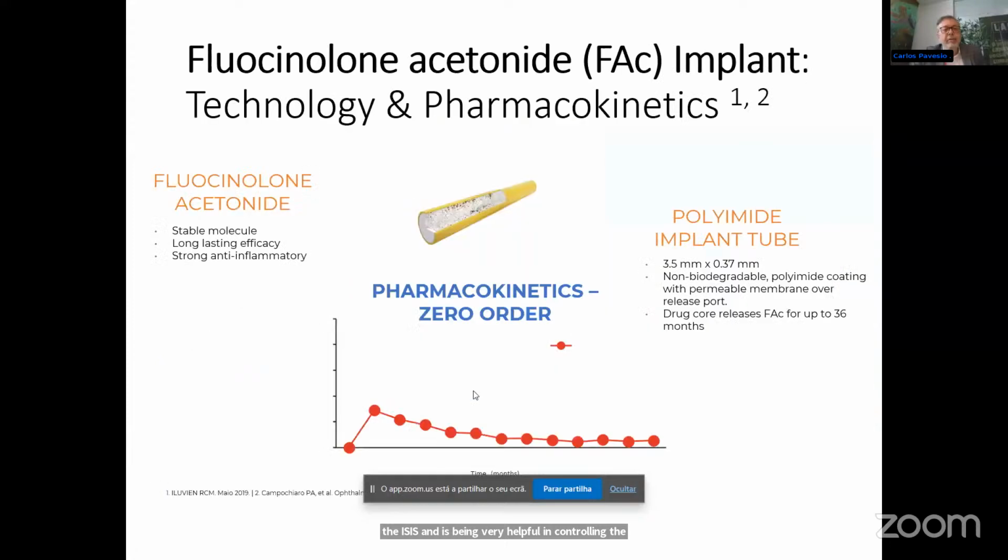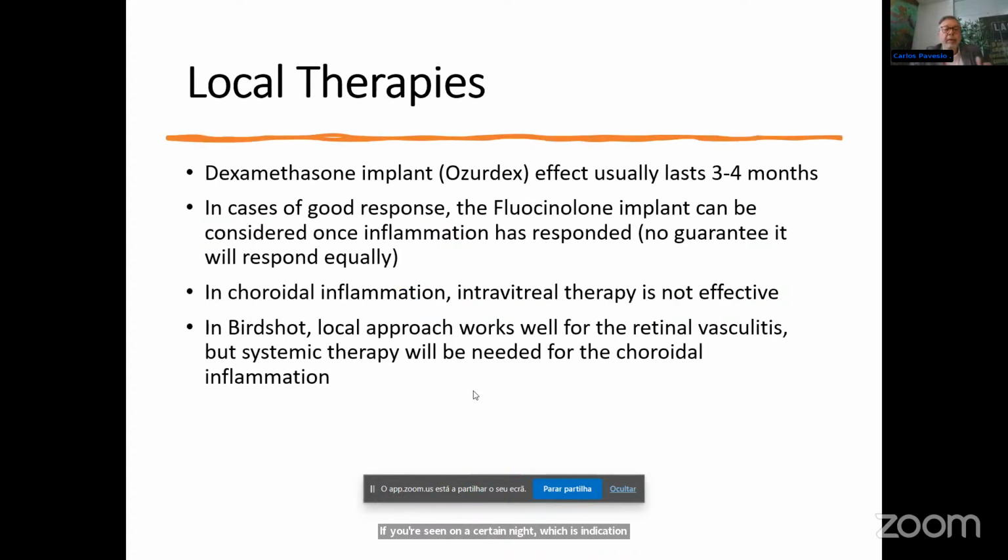Ozurdex is widely used for different reasons, including uveitis, and it's been very helpful in controlling disease because the indication is for active disease. The fluocinolone acetonide indication is not for active disease, but for prevention of recurrences of uveitis. And remember that the dexamethasone implant does not last very long, 3-4 months. It's not 6 months as originally thought.